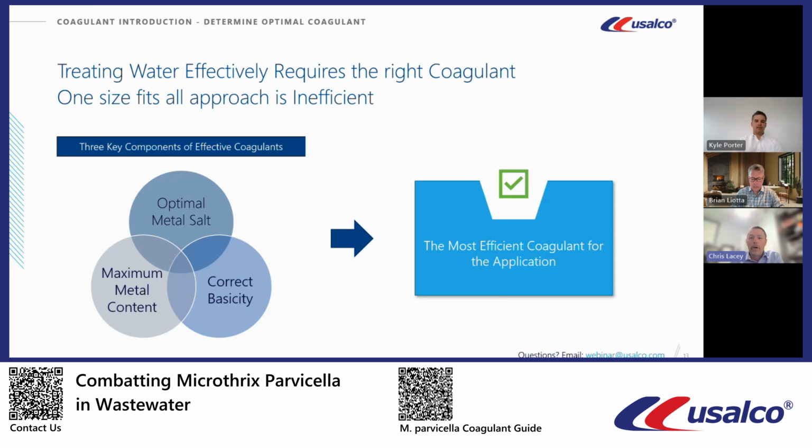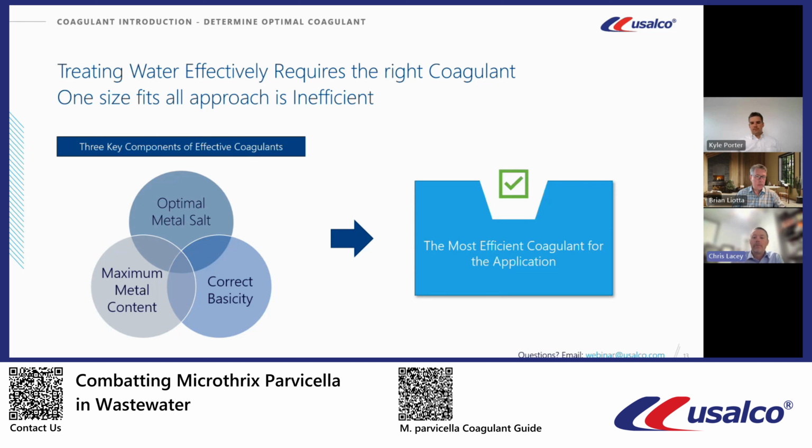So let's get into the purpose of coagulant optimization. The purpose is to discover the most efficient coagulant for that particular application, and there are 3 components. We begin with the optimal metal salt. Is it iron? Is it aluminum? We need to determine which metal salt is going to be best for this particular application. Then we need to find the product that maximizes the concentration of metal per part. And then we get into finding the best performing basicity for that water, and that occurs when bench testing is performed. The combination of these 3 is where the most optimal product is.